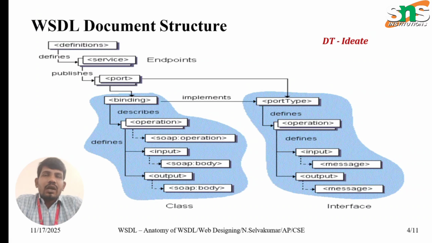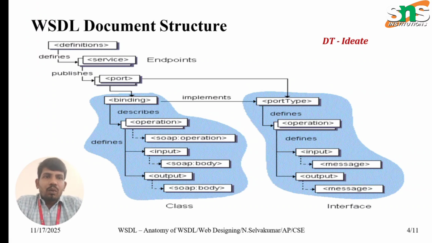The structure is divided into several key elements, each with a unique role. The first one is the types element, which defines the data structures used by the web service, leveraging XML schema like XSD. For example, a WSDL document may describe a data type such as a student ID as an XSD integer and a student name as an XSD string, and these types work for all transmitted data.